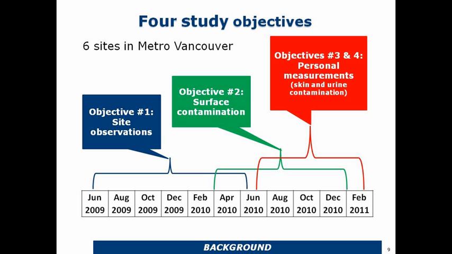So the first part is that we wanted to do site observations, and I'll talk about these in more detail in upcoming slides. Then the second objective was to look at surface contamination, and that was for about half a year. And then the last part was to look at personal measurements. It's broken down into first the dermal contamination, and then the other part was the urinary contamination.